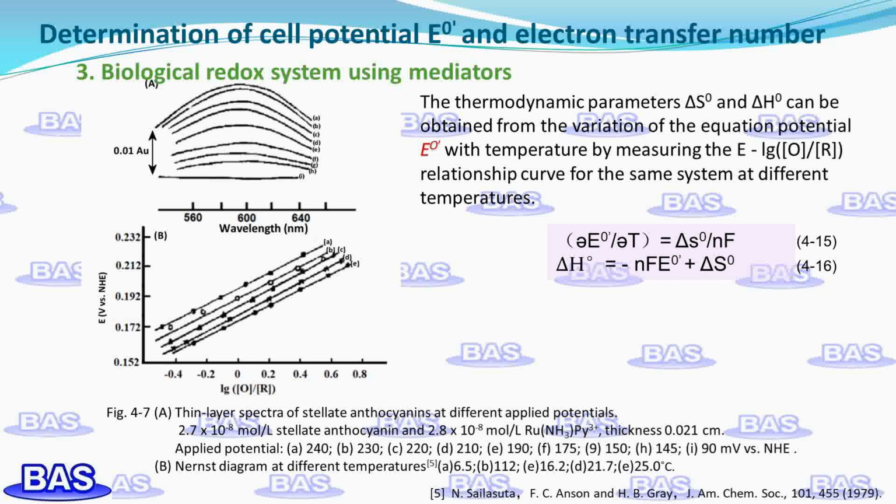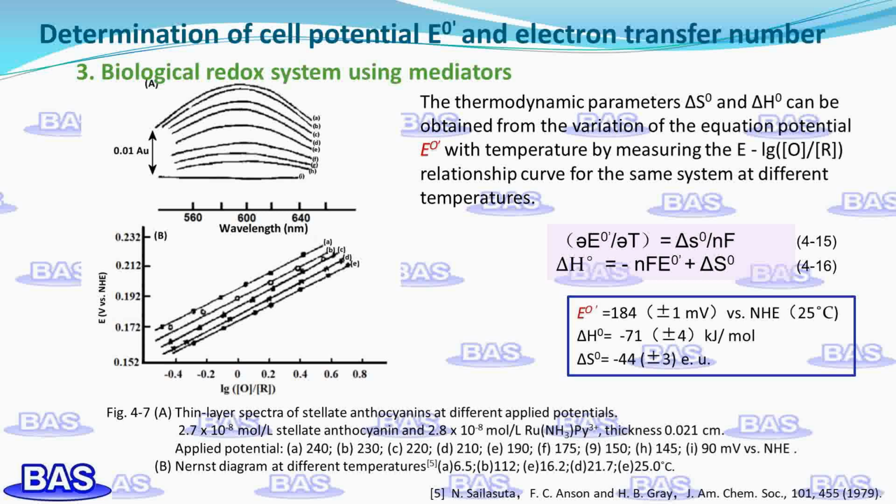The thin layer spectroelectrochemical method can also be used to easily determine the thermodynamic function of the system. At different temperatures, the potential versus log of oxidized to reduced concentration relationship curve of the same system is measured, and the thermodynamic parameters such as delta entropy and delta enthalpy can be obtained from the measured formal potential with the temperature change.